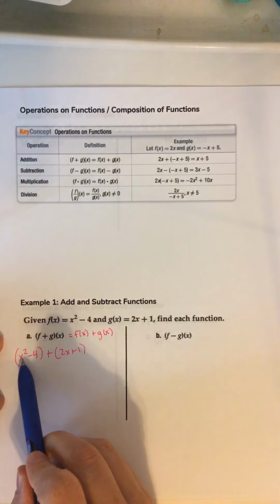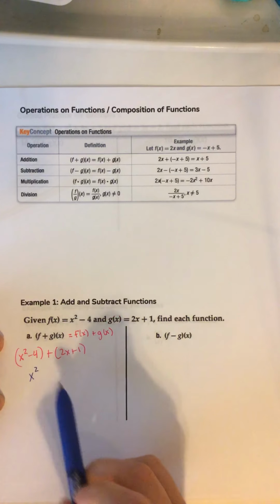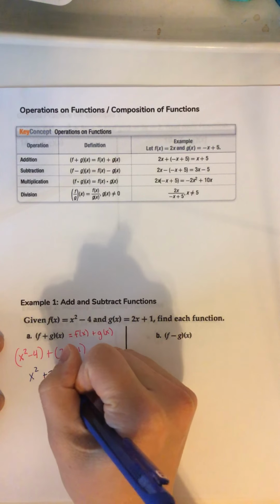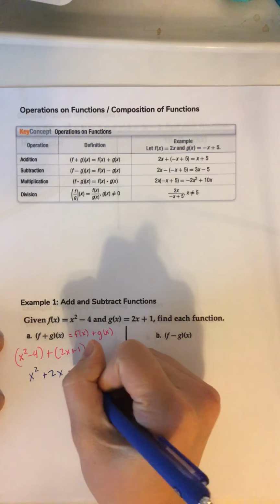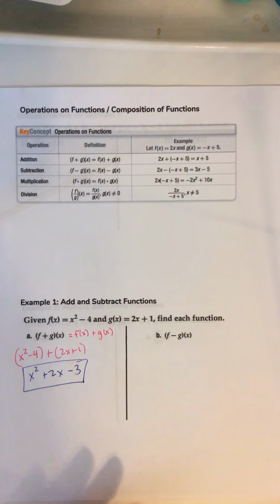You add your like terms. Nothing else can add to the x squared, so we would have x squared. And then nothing can add with this x right here, so plus 2x, and then negative 4 plus 1 is minus 3. And that would be your answer right there.